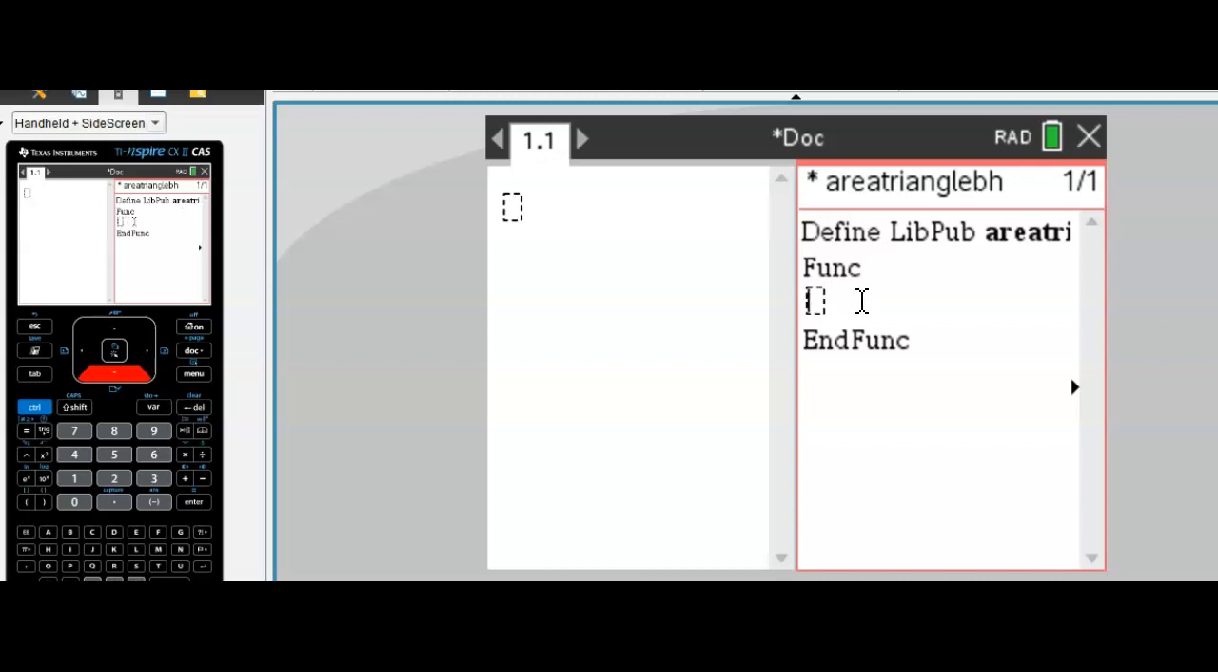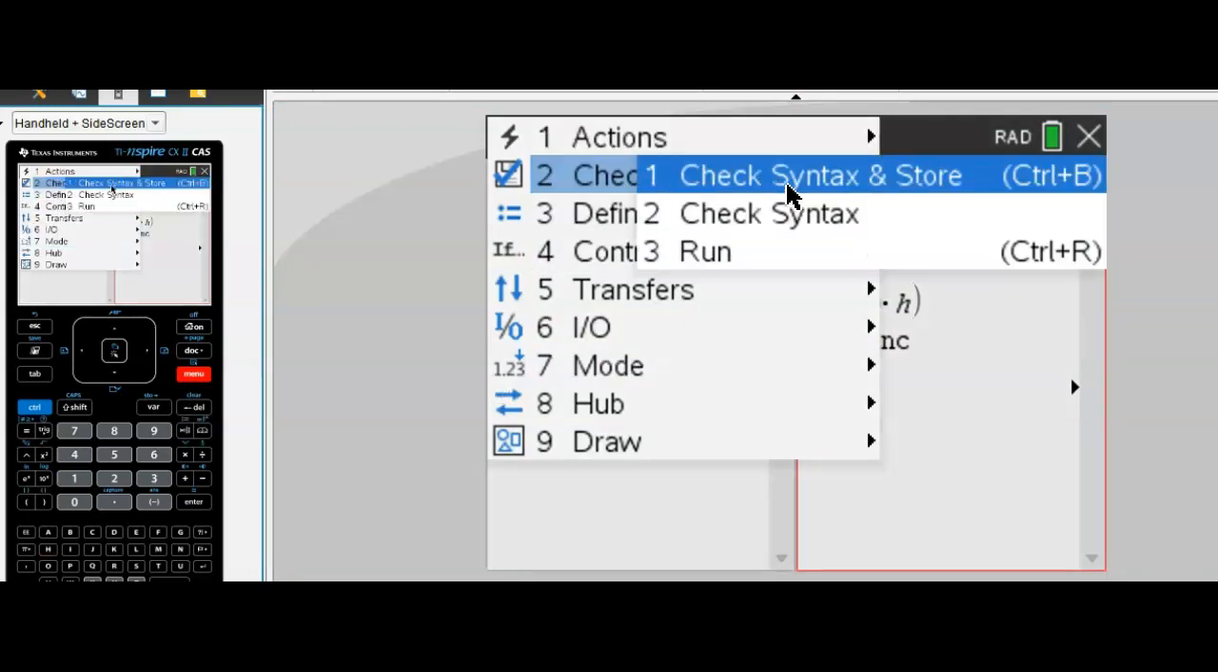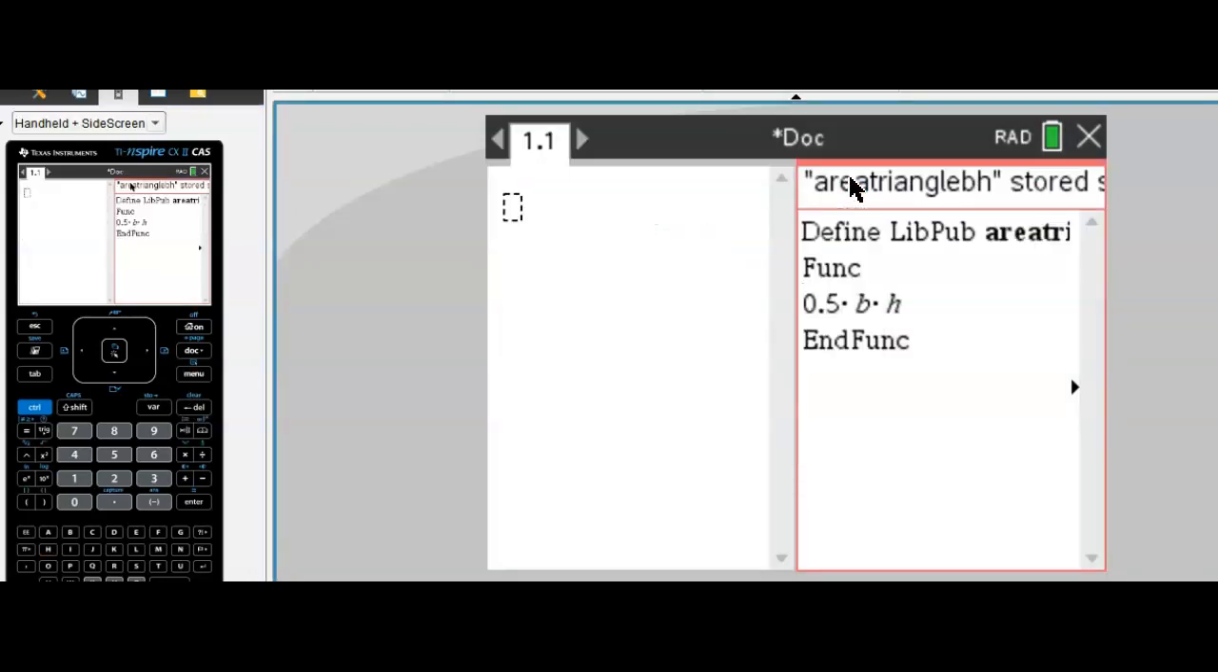So basically what we're putting here is the formula for the area of a triangle. So I'm just going to put it in brackets. Half, so 0.5 times base times height. Now, that's all you need to do. Just go to menu, check syntax and store, and just number 1. And it's a bit hard to see, but it's set up the top. You can't see it, but it will say it's stored successfully. So that just means now the calculator knows that you're using that function.